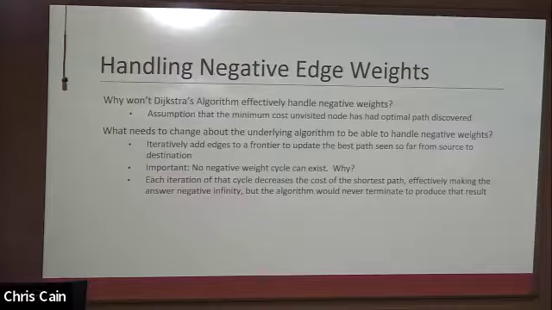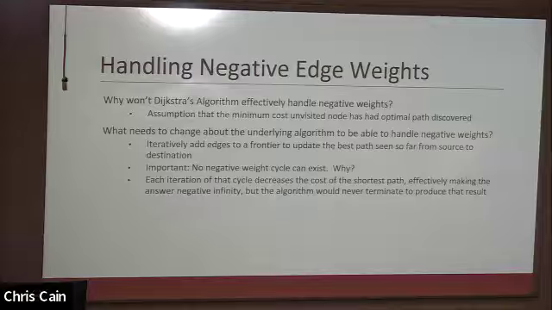But as soon as it's negative, every time we iterate the cycle, we are subtracting something from the total cost, which means that cycle is part of any path from a source to a destination that ends up, the limit of that is negative infinity, because we could iterate that cycle an arbitrary number of times. So each iteration, we're going to decrease the cost of the shortest path. The answer would be negative infinity. That would be a problem. The algorithm would never terminate to produce the result of negative infinity.